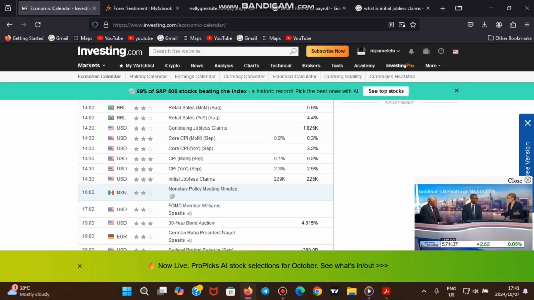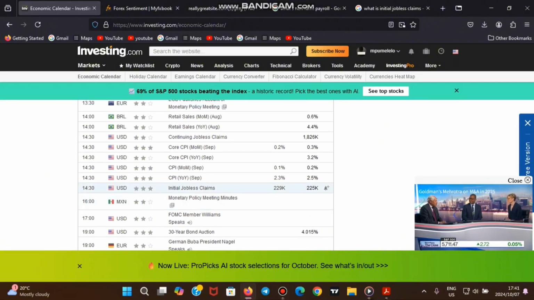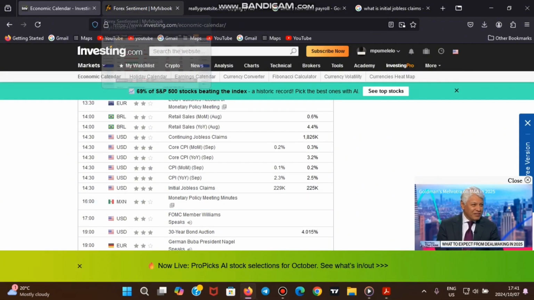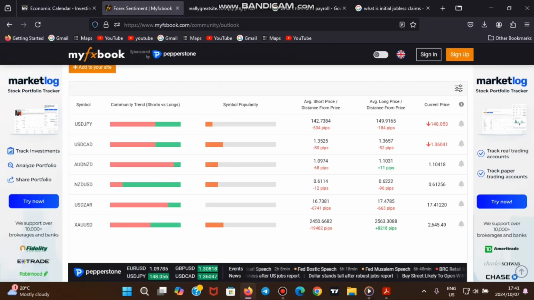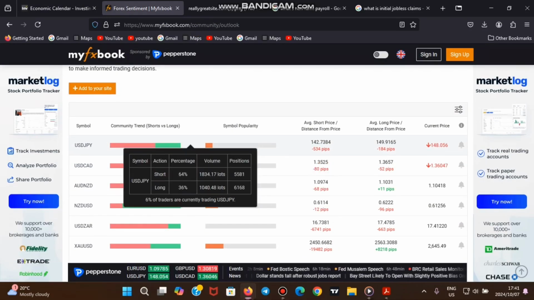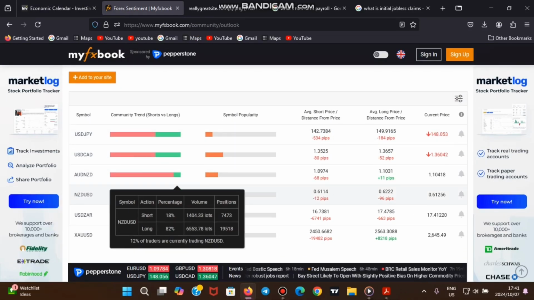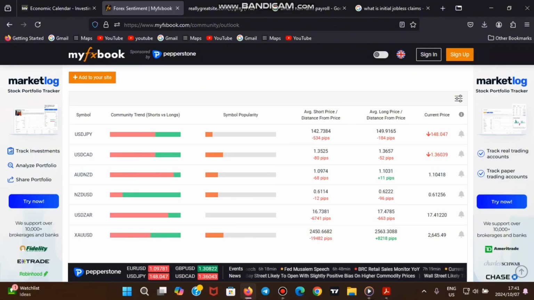Now we know the direction for the CPI. Make sure you also confirm with your sentiments, this side on my FX book. You confirm with it also. If you understand it, but it's a story for another day.